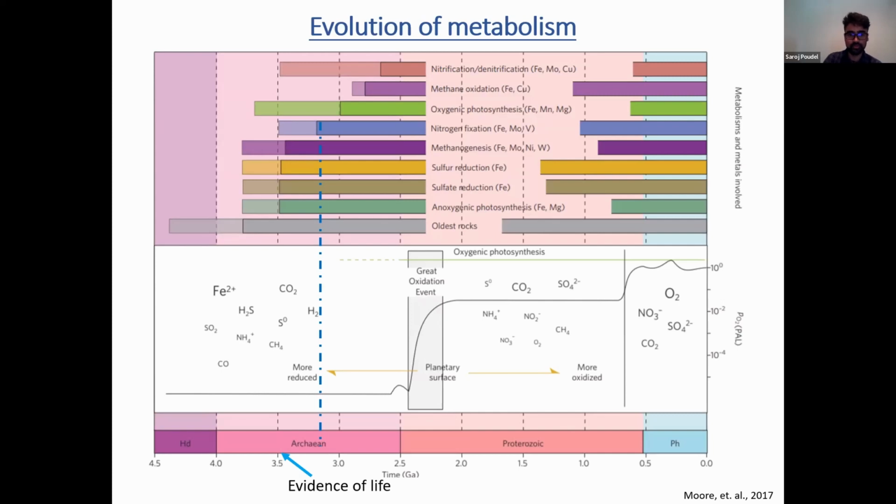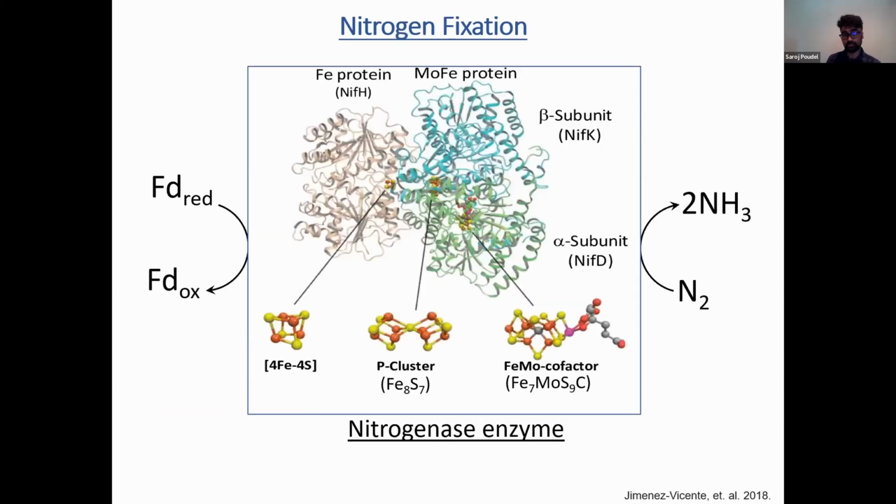You guys have been seeing this plot many times, so I'm not going to go into detail. But again, what this suggests is that nitrogen fixation existed before oxygen was around, right? So the enzymes that function in fixing nitrogen must have had an anaerobic origin. So these are potentially oxygen sensitive enzymes, which is the case for the modern nitrogenase as well.